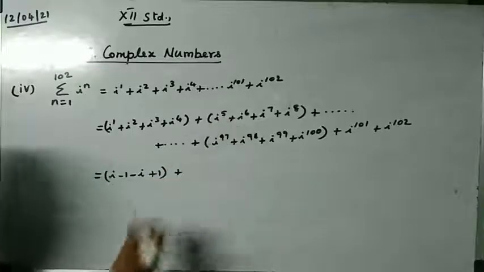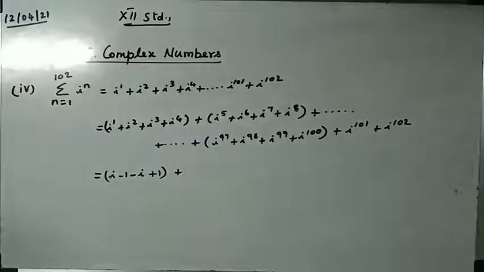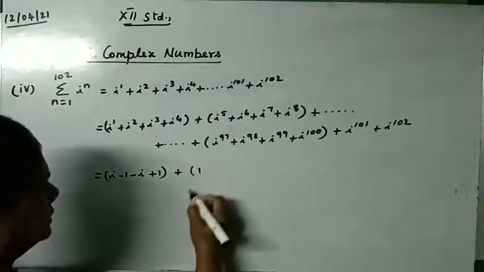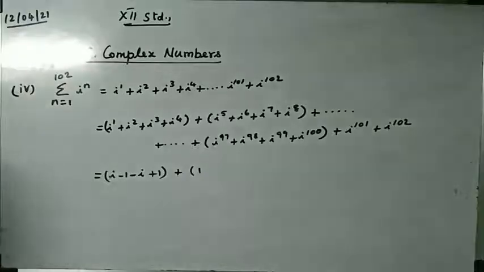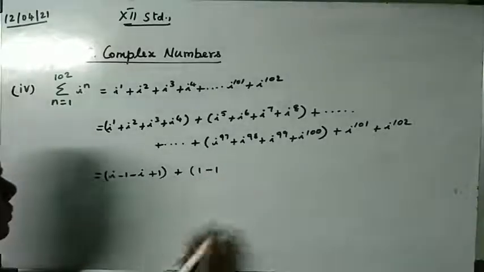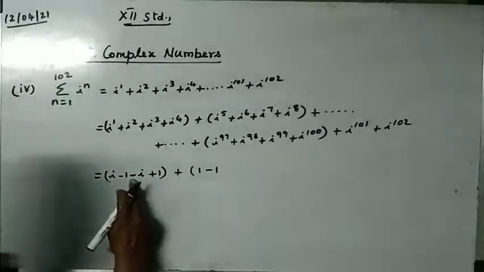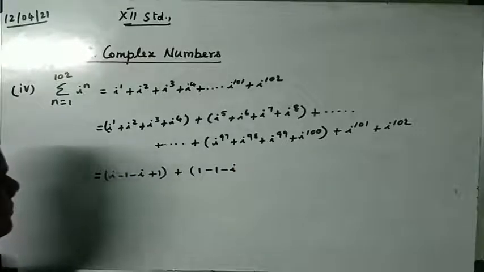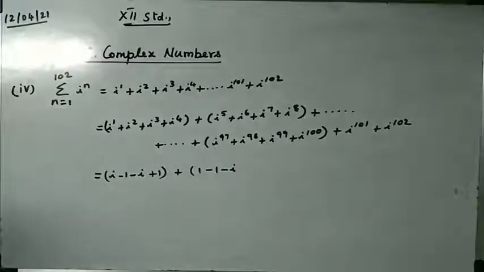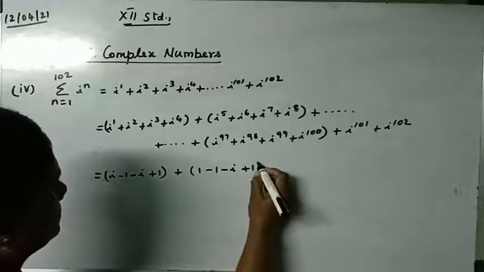plus i power 5. எப்படி எழுதலாம்? i power 4 into i power 1 எழுதலாம். அப்பவும் இதோட வேல்யூ 1ன்னு தான் வருது. இத i power 4 into i power 2 அப்படின்னு எழுதலாம். அப்பயும் இங்க இந்த minus 1 வேல்யூ தான் வரும். இத i power 4 into i power 3 எழுதலாம். அப்ப i power 3 வேல்யூ is minus i. i power 4 into i power 4 எழுதலாம். அப்ப அப்பவும் அதோட வேல்யூ plus 1 வருது.